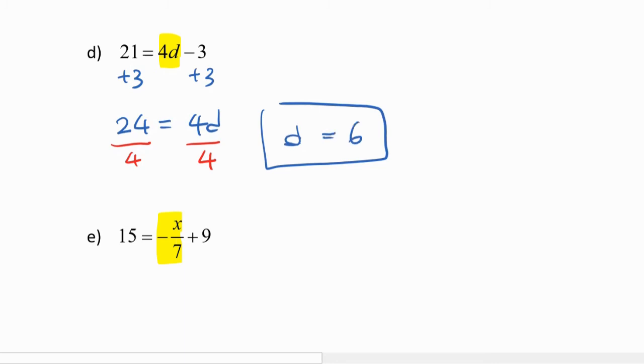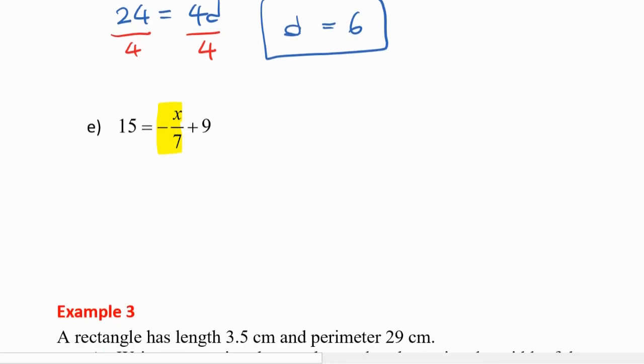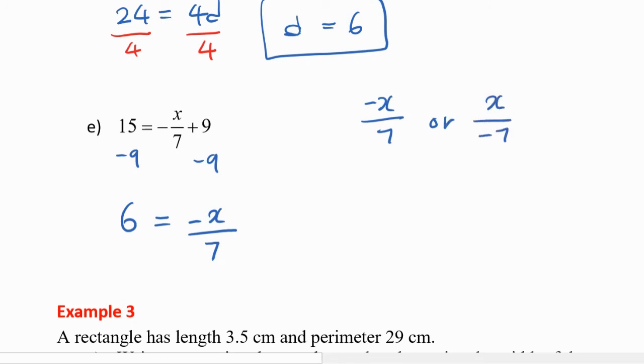Right, again, isolate the term with x. So subtract 9. 6 equals negative x over 7. So remember everyone, when you have negative sign in the middle, you can move the negative sign to the top or in the bottom. They are the same. So you can write it negative x over 7 or x over negative 7. Okay, they're all the same.